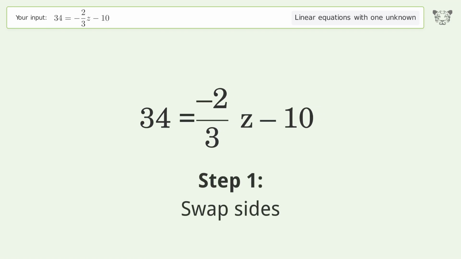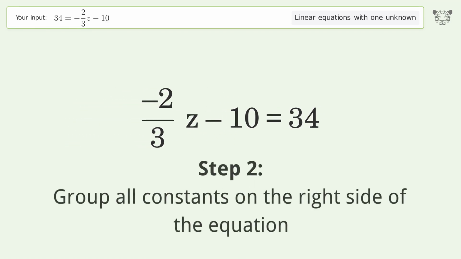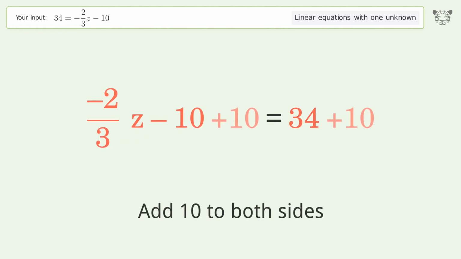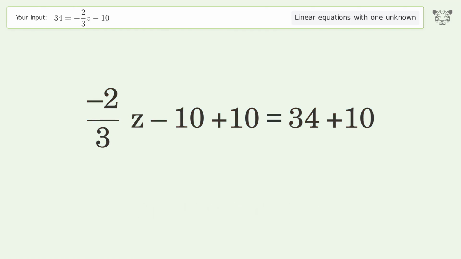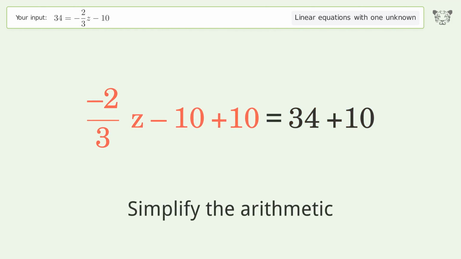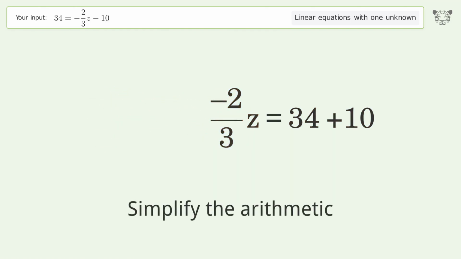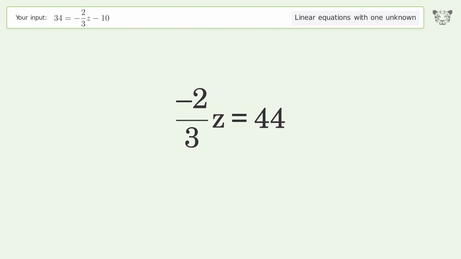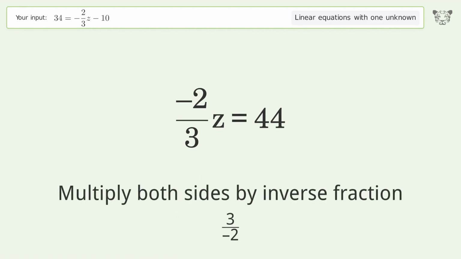Swap sides. Group all constants on the right side of the equation. Add 10 to both sides. Simplify the arithmetic. Isolate the z. Multiply both sides by inverse fraction 3 over -2.